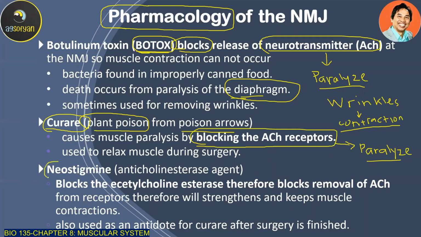And the last one is neostigmine. This is actually an anticholinesterase. This is the one that will block the acetylcholinesterase, the enzyme that removes the acetylcholine. So when this enzyme is blocked, what happens? The acetylcholine will keep being available.